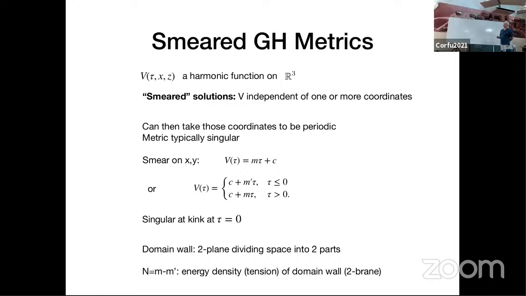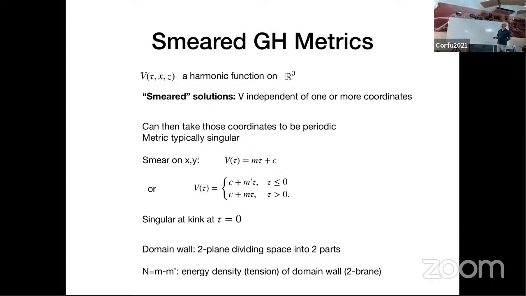So I mentioned the word smearing. What I mean by that is if you take this harmonic function on R3 to be independent of one or more coordinates, we say it's smeared over those coordinates. And the ones it's independent of, we can then take to be periodic. Typically, this gives rise to a singular metric. So I'll be interested in the case where V is independent of x and z. It's a harmonic function, so it's just a linear function. Or more generally, we can take piecewise linear ones, so there's a discontinuity in the gradient here. And this is singular at the kink, which arises at tau equals zero.